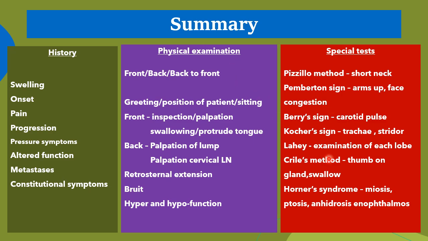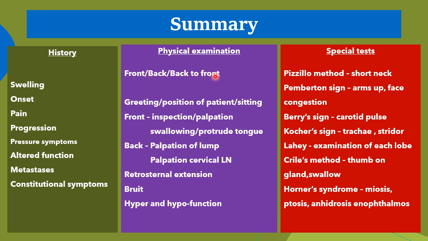Okay, this slide summarizes what I've been telling you all this while. In examination of a patient with a neck swelling or thyroid, you've got three main aspects. First is history, getting a very good history. Swelling, onset, pain, progression, pressure symptoms, altered function, metastasis, and constitutional symptoms. These are important, which I have already gone through. Second is physical examination. Look for signs of thyroid problems, from the back and from the front.